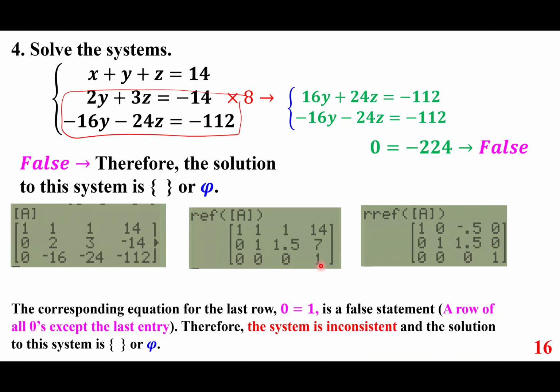And that's a false statement. So the corresponding equation for the last row, 0 equals 1, is a false statement, a row of all zeros except the last entry. Therefore, the system is inconsistent, and the solution to this system is an empty set. So that's pretty straightforward, and I hope everybody is okay with that.